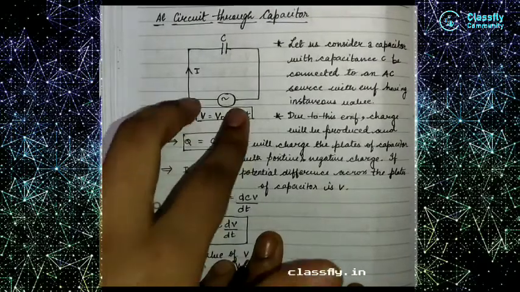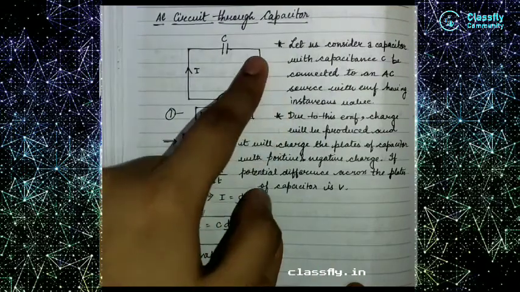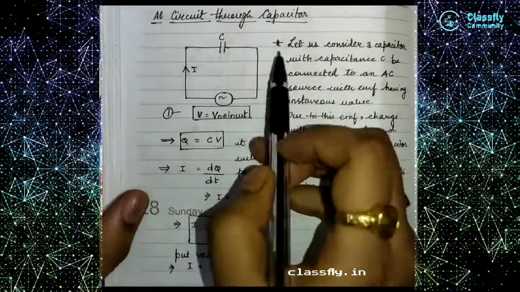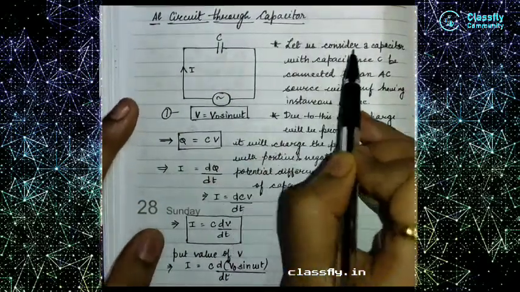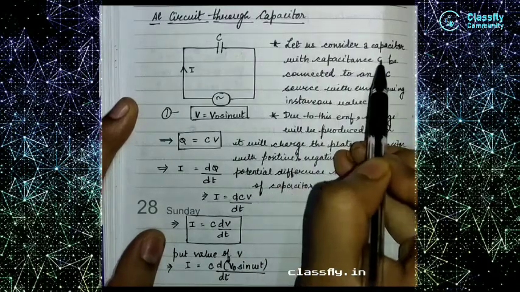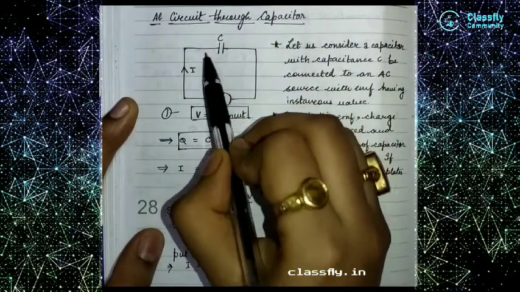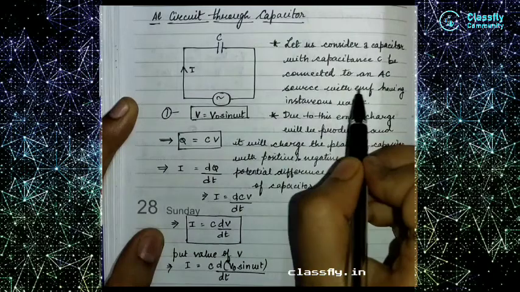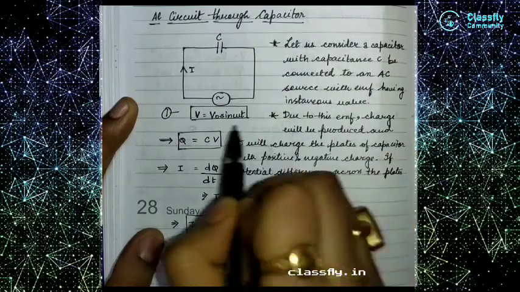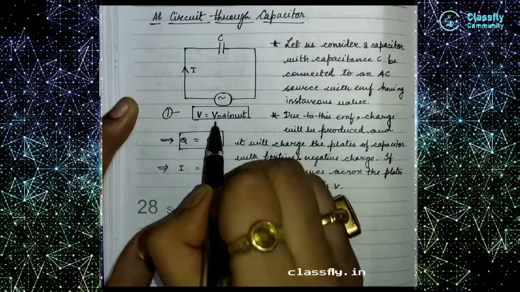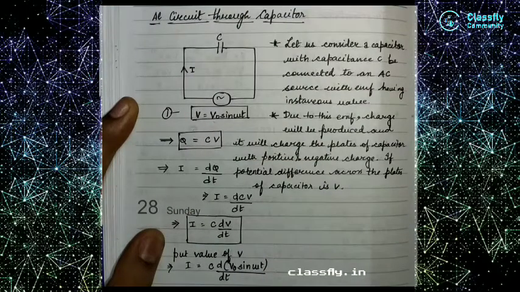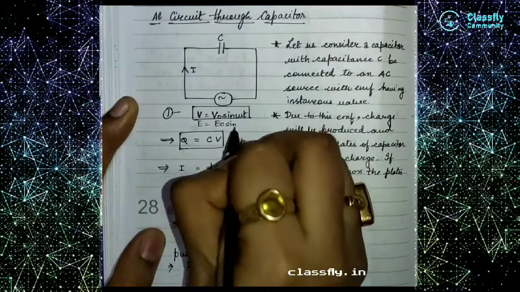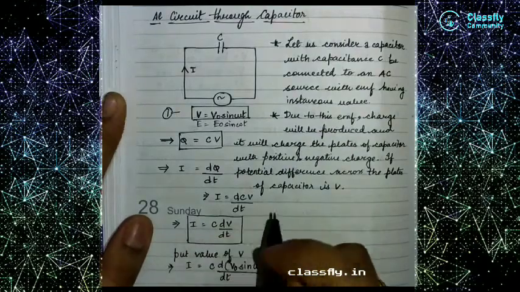Now we will be doing it with the capacitor. That means the AC circuit or the applied voltage will have a capacitor, and we represent a capacitor with two parallel lines. Let us consider a capacitor with capacitance C, connected to an AC source with an EMF having an instantaneous value V0 sin omega t. In many books it is written E0 sin omega t, so whichever you are comfortable with, you can write.